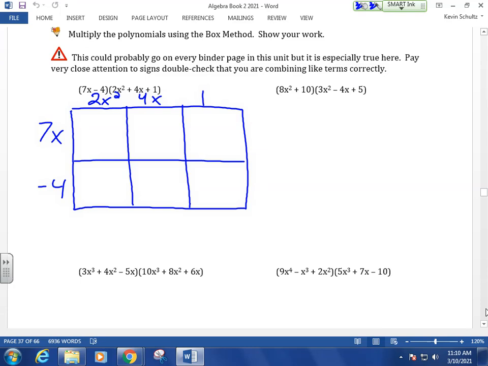Okay? And just like in the example we just did, we're going to fill in all of these boxes with the products of the terms. So 7x times 2x squared is 14x cubed. 7x times 4x is 28x squared. And 7x times 1 is 7x.